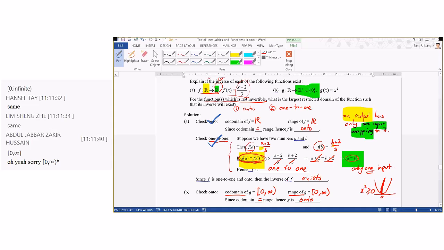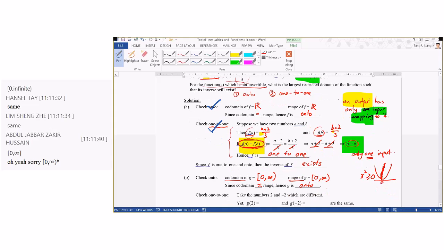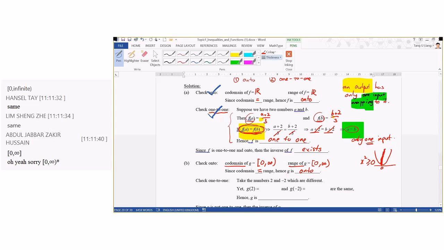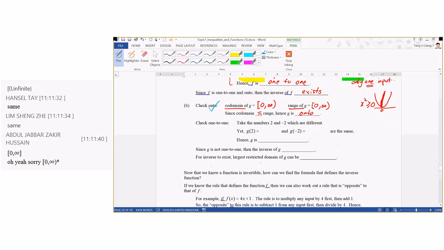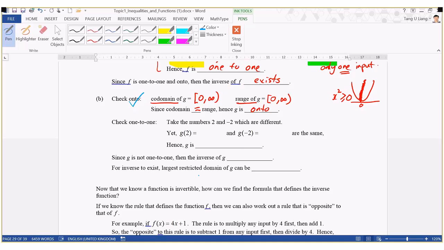Now, how about 1-to-1? Is this function x squared, the graph of which you can see over here, a 1-to-1 function? Well, the answer is actually no. It's not 1-to-1, and we can give a simple example to show that. For example, we can look at 2 and minus 2, and look at their outputs.